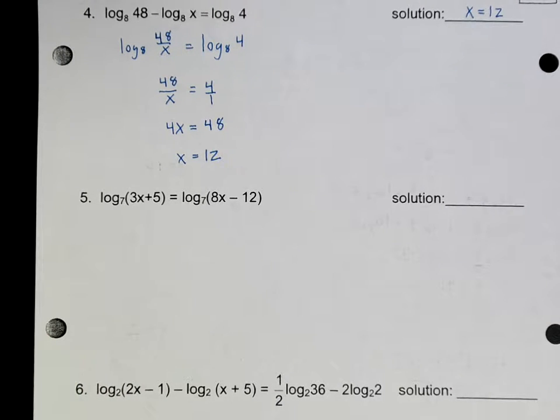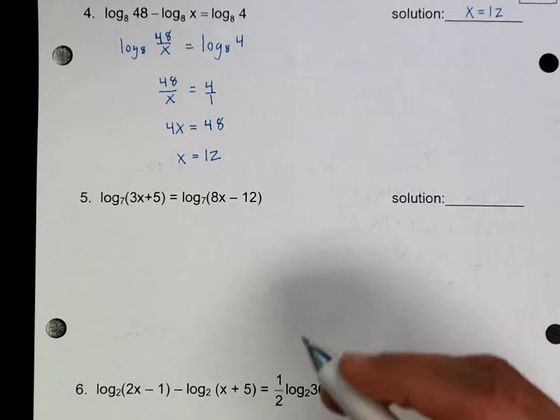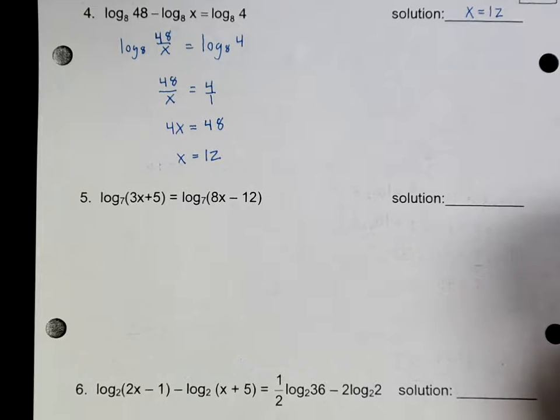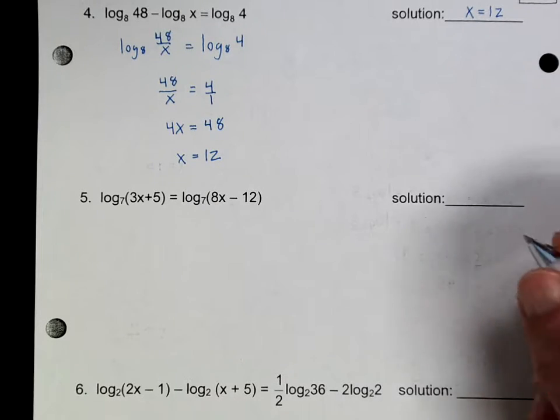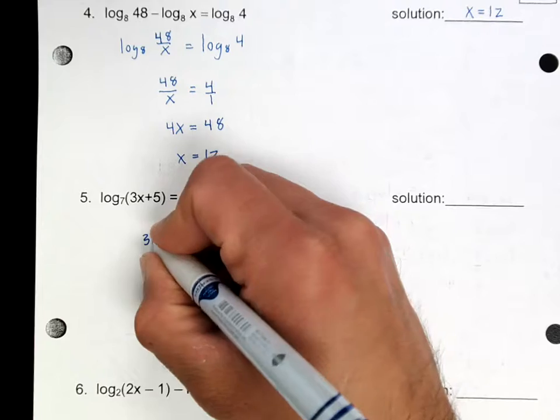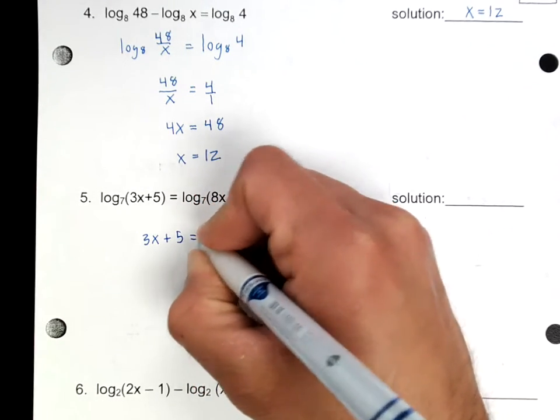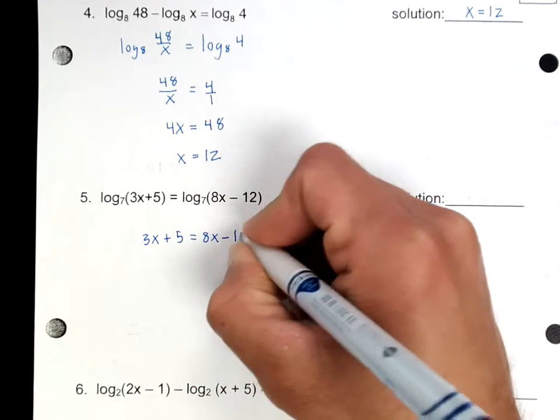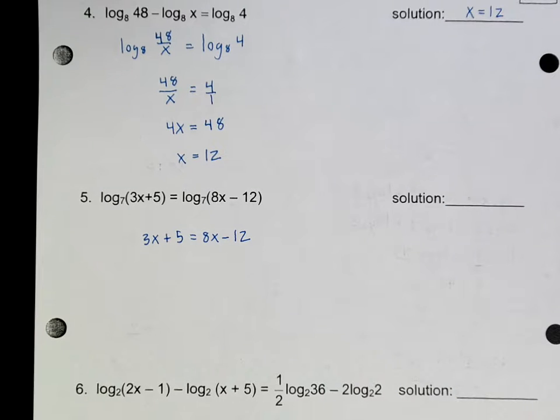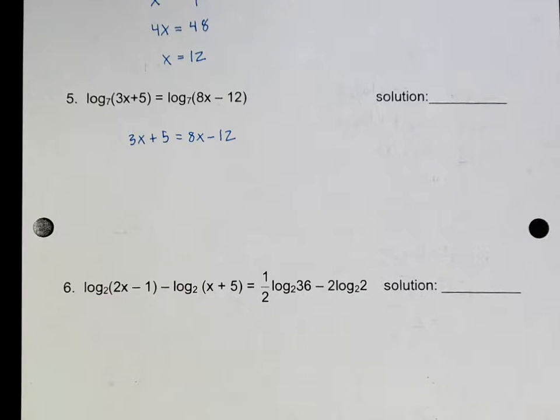Okay, now on number 5, there's really nothing to do because you only have one logarithm on each side. If I have a logarithm here and another one here, you're going to set them equal to one another. There's not a whole lot of work to do other than that. This is already simplified, and then you just solve for x.